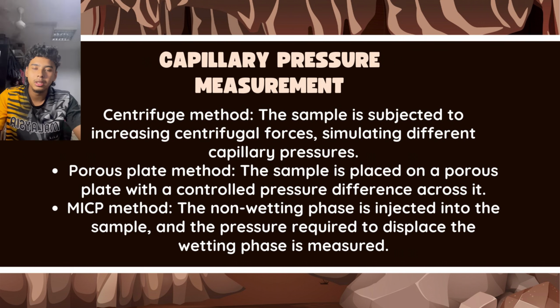The second one is the porous plate method, where the sample is placed on a porous plate with a controlled pressure difference across it. And the last one is the MICP method. The non-wetting phase is injected into the sample, where we use mercury, and the pressure required to displace the wetting phase is measured.